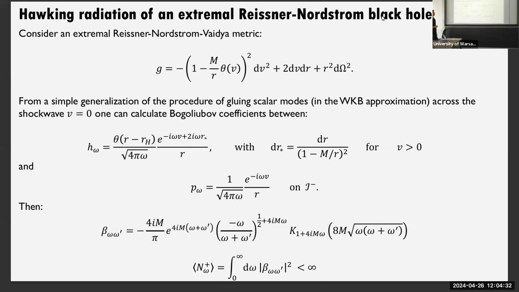and then we get some results in the WKB approximation. The solutions are very simple, and we can match them across the shockwave and get some results. This result for the extremal black hole is finite because the modified Bessel functions decay exponentially in omega, so that the integral is convergent. This corresponds to the result that for an extremal black hole the temperature is zero, so we don't get this infinite part of created quanta, but we have some finite number further away from the black hole.